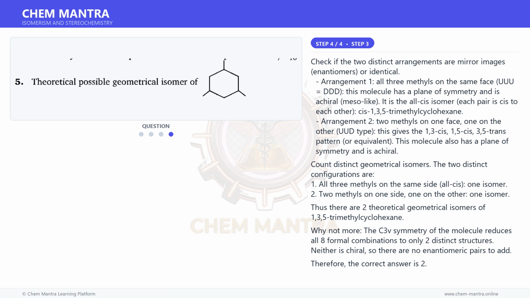Thus there are 2 theoretical geometrical isomers of 1, 3, 5 trimethylcyclohexane. Why not more? The C3v symmetry of the molecule reduces all 8 formal combinations to only 2 distinct structures. Neither is chiral, so there are no enantiomeric pairs to add. Therefore, the correct answer is 2.